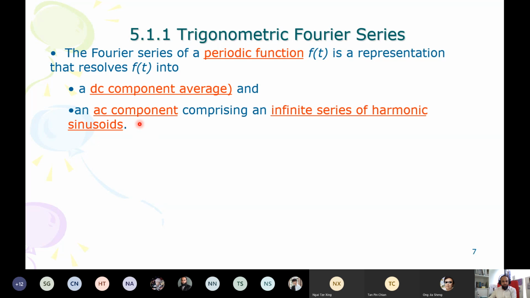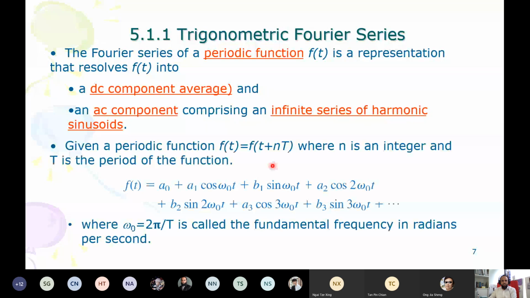This is starting to get confusing, but never mind. If it's periodic, it's definitely alternating. If it's alternating, it will have an average value. Remember, every periodic signal, every alternating signal, has a DC value or average. So this is the DC value. And an infinite series, so we have infinite terms. Don't worry, we'll go to infinity. We have done sequences and series. Harmonic, what is harmonic? I'll show you in a while.